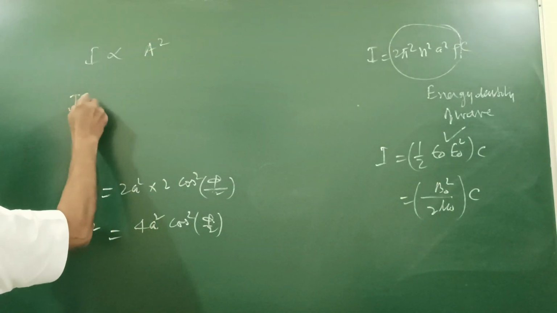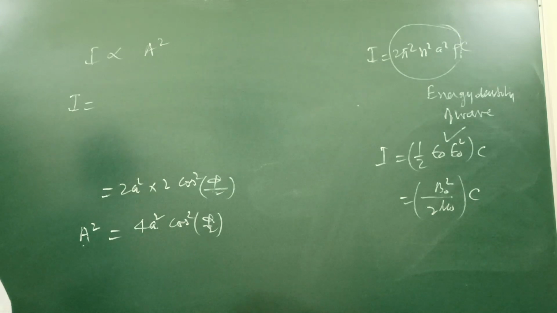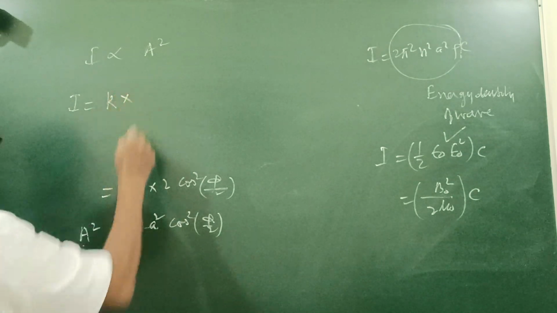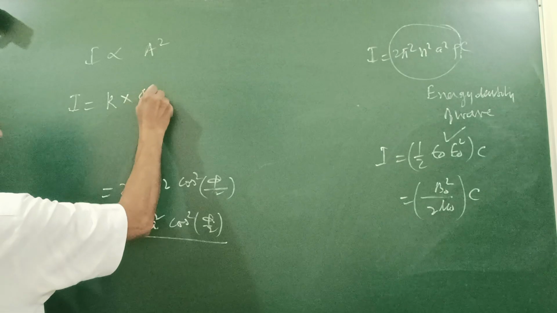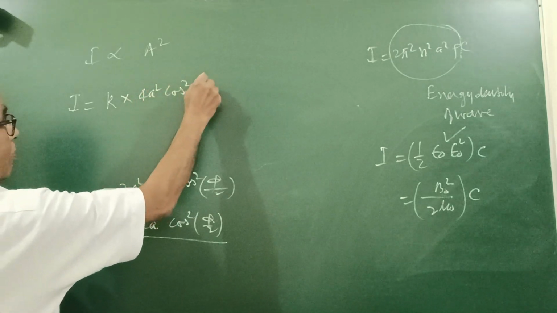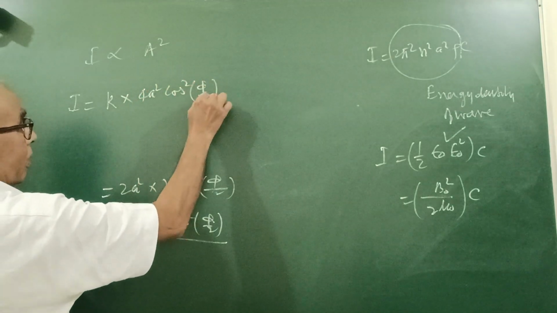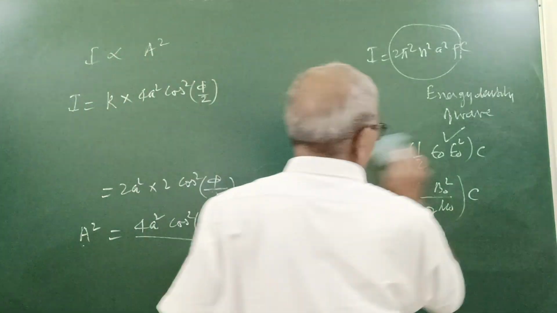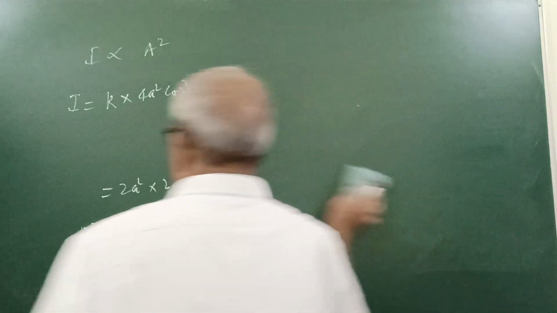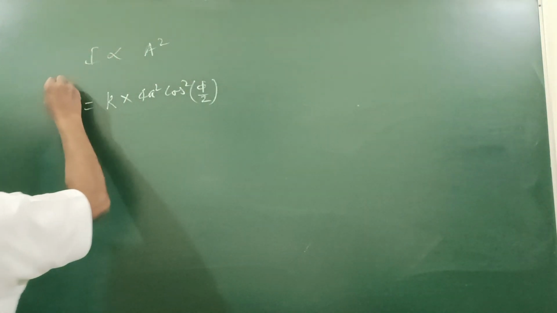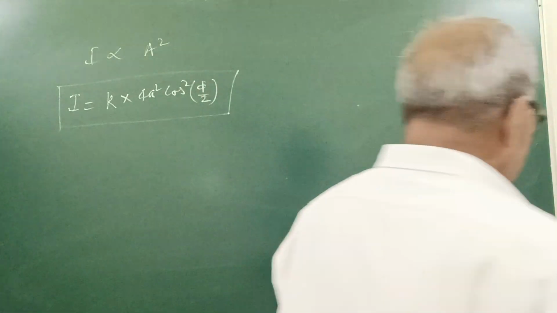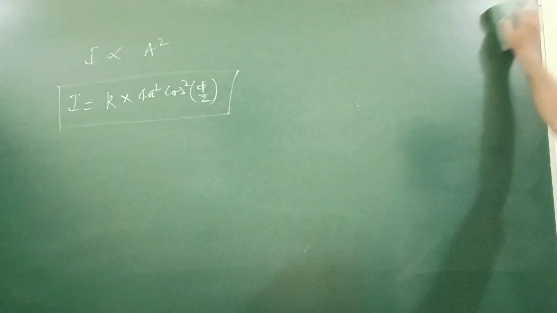So I can write that the intensity of the wave obtained by superposition of two waves y1 equal to a is given by small k into 4a square cos square phi upon 2. Phi, I told you, is the phase difference, meaning the direction of electric fields produced by the two waves. Actually, a big number of questions are asked in this topic.